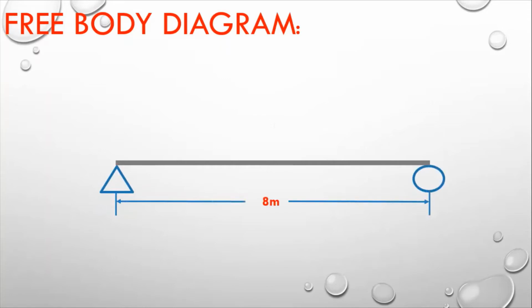Now I am moving towards the solution. How can you do that? First you have to find the support reactions. And how can you find the support reactions? First of all, you have to make the free body diagram of the question, because you have to define how many support reactions will come along. So let me draw it first. Hinge support, roller support, then the length of the beam, which is 8 meters.